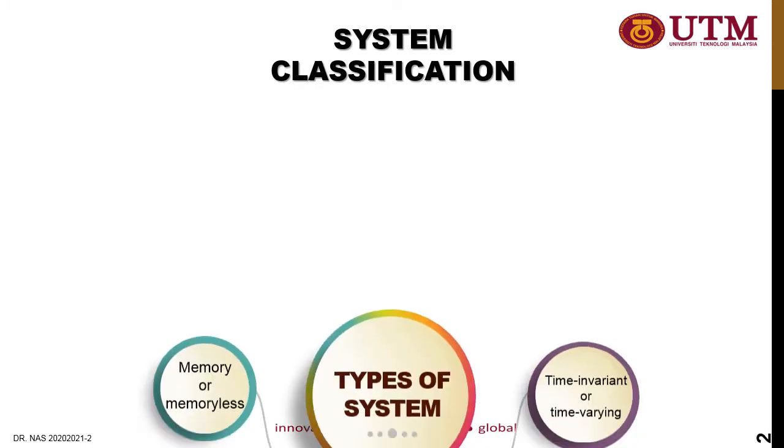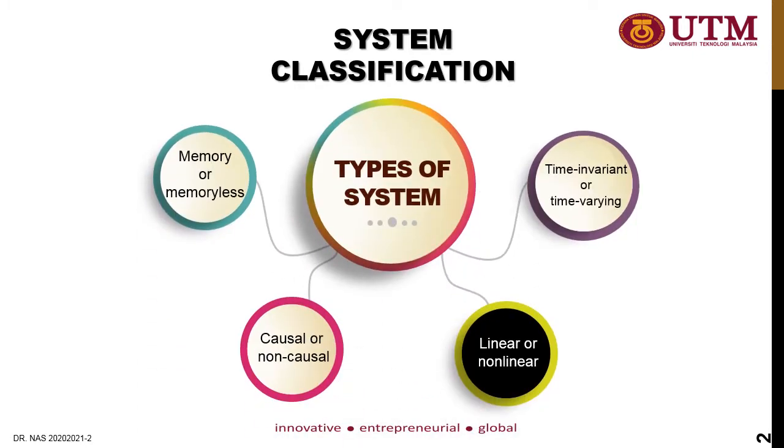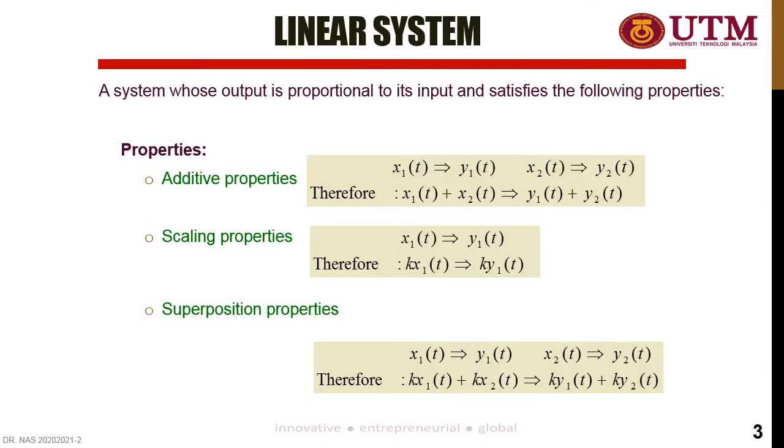Okay, in this slide we are going to discuss the linearity of a system. A linear system is a system whose output is proportional to its input, and it satisfies the following properties.